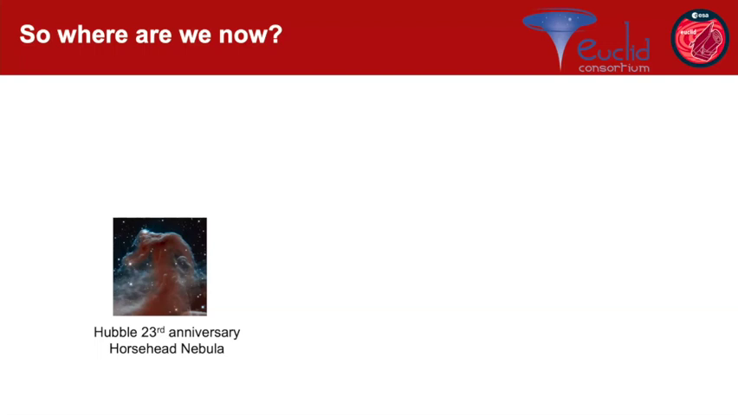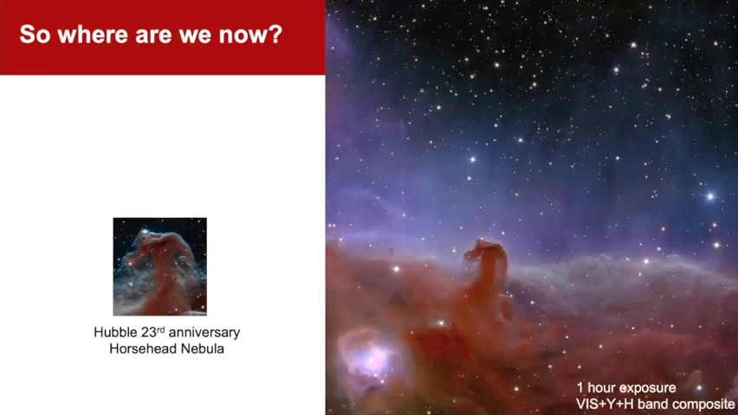So we'll start with this one. On the left is Hubble's 23rd anniversary infrared image of the Horsehead Nebula, which is a favorite Hubble target. And this, at about the same scale, is a 1 hour exposure from Euclid. It's a three band composite of the visible and two of the infrared channels on the telescope. You don't just get the Horsehead Nebula itself, but the whole environment around it. And you can really begin to put the pieces together, not just of what's going on in the Horsehead Nebula, but how it's shaped by the star forming region around it.